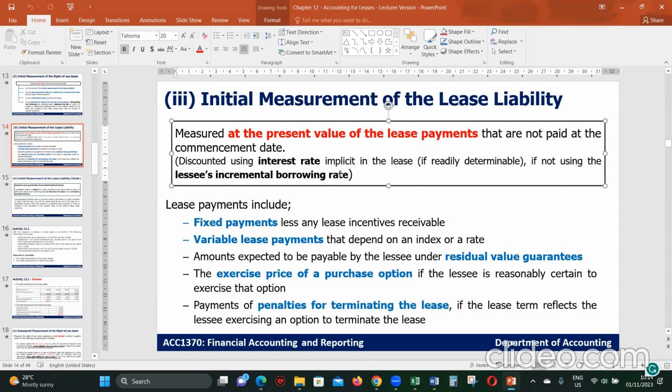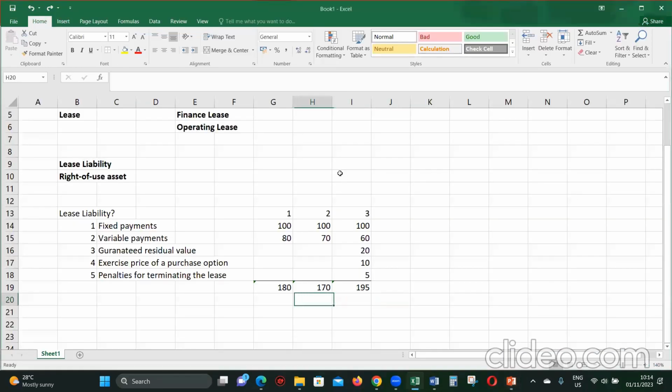These things will be given in the question, right? So you can use, let's say the implicit interest rate is 20%. Then what? You need to take the discount factors, right? I think you know how to take discount factors. You take the discount factors and then you take the present value. We'll see how to take the discount factors and the present value in the question. But remember, you have to take the present value.